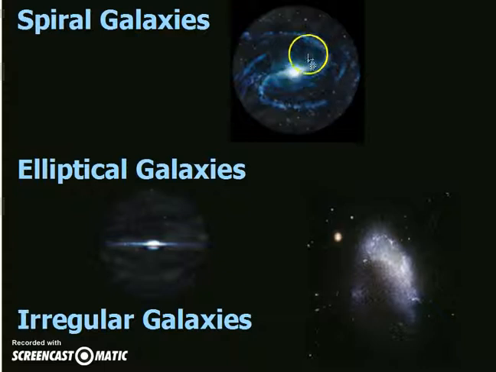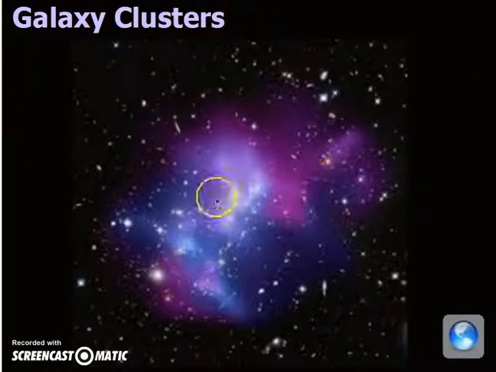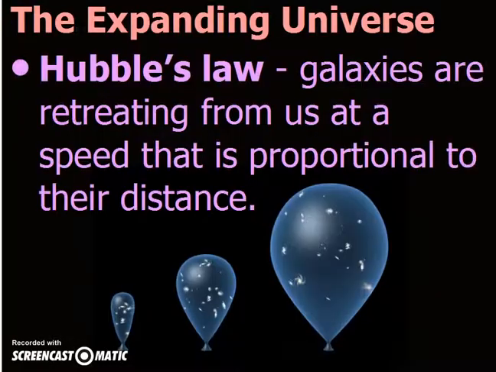So spiral galaxies kind of look like this. It has that spiral kind of S shape to it. We have elliptical galaxies, like this one. It looks kind of oval shaped. And then we have irregular galaxies. So they really have no shape to them at all. We also have galaxy clusters. So again, no real shape, but everything is clustered together as one.